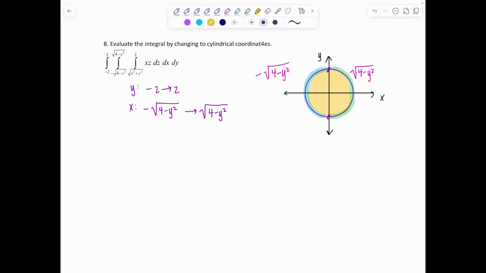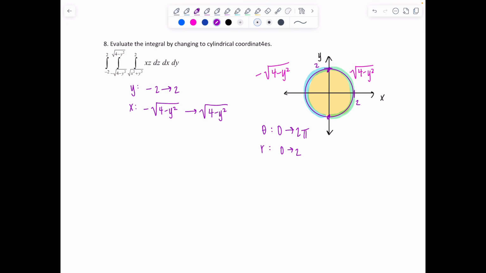Could we describe that with polar coordinates more easily? Absolutely. Theta would go all the way around, so 0 to 2 pi. And r would go from, very good, 0 to 2. The radius is 2. Let me add that in there. That was bad of me.